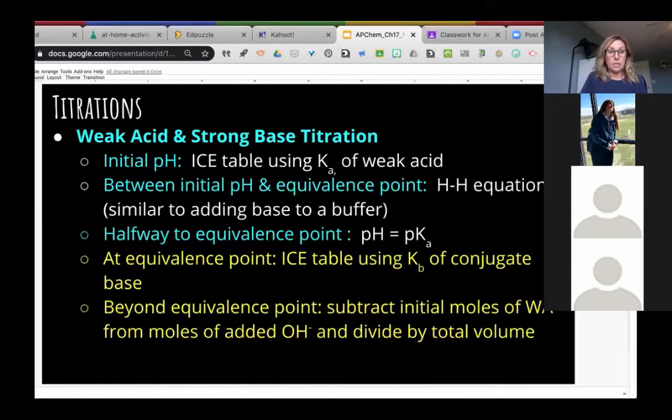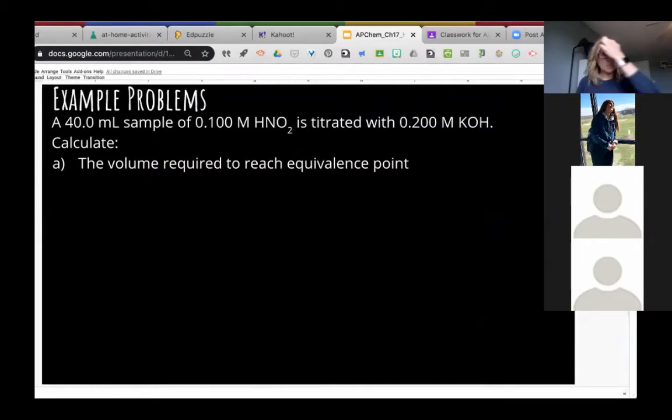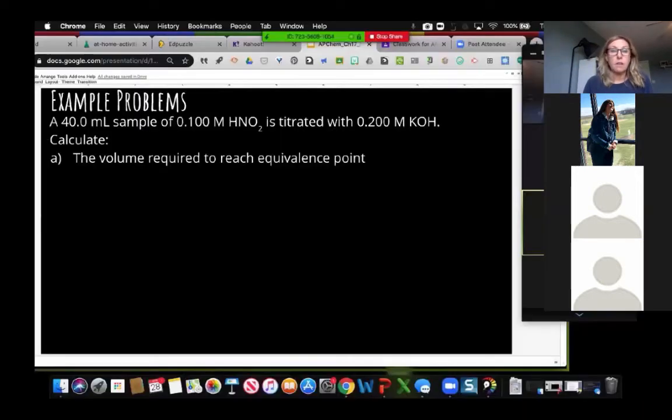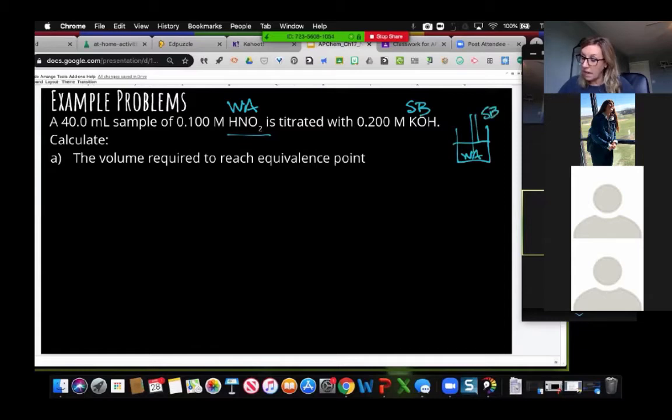Okay, so let's look at an example of this one. This one says we have a 40 milliliter sample of HNO2, which is a weak acid, and it's titrated with 0.2 molar KOH, which is a strong base. So this one, the weak acid is in the bottom, and then the strong base is what is getting added.